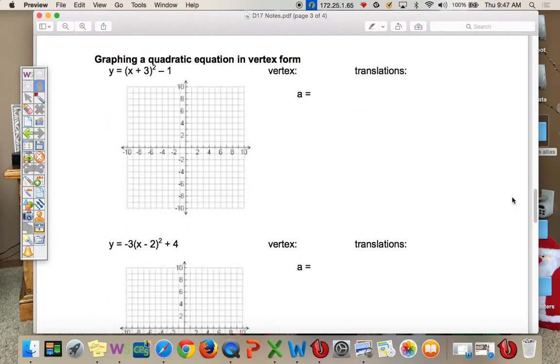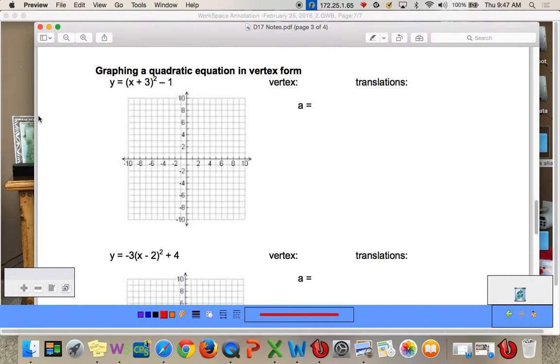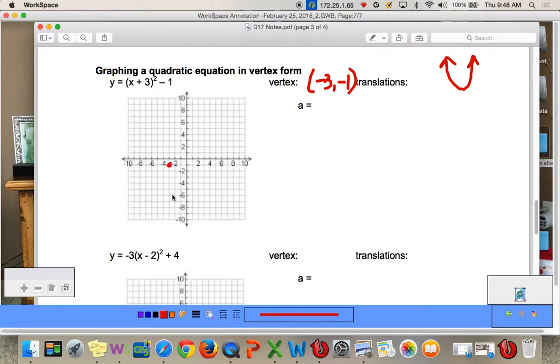All right, let's graph this quadratic in vertex form. So this one right here, it shifts. The vertex is -3, -1, and it's U-shaped up. So let's go -3, -1, U-shaped up. So we can sketch the function of the graph. It looks something like this. Okay. Oh, my workspace quit on me. Let's start again.